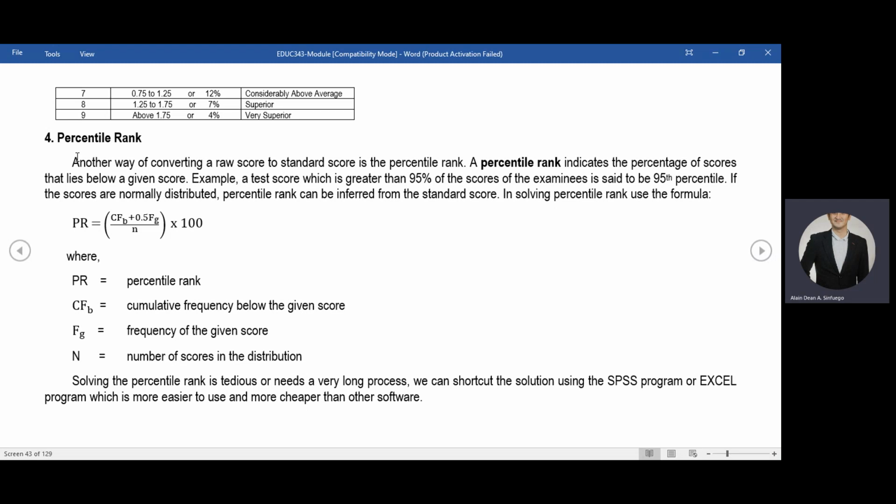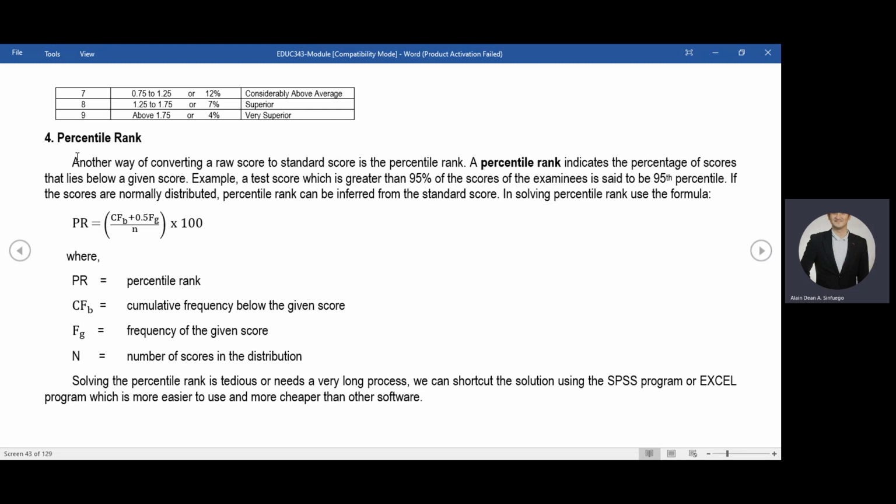Next, we have percentile rank. A percentile rank indicates the percentage of scores that lie below a given score. Example, a test score which is greater than 95% of the scores of the examinees is said to be the 95th percentile. If scores are normally distributed, percentile rank can be inferred from the standard score.